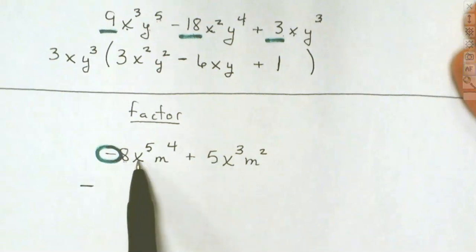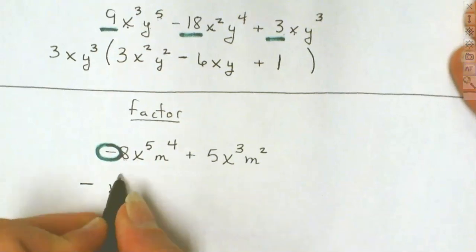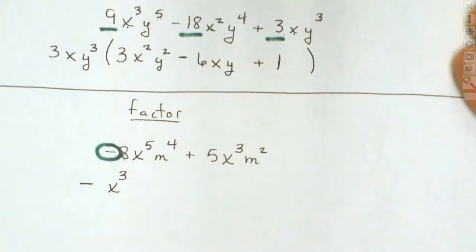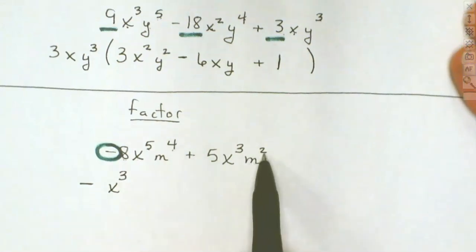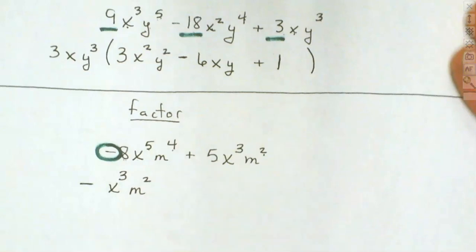What about our x's? We've got a 5 and a 3. Smaller one is a 3. So that makes it an x cubed. It's going to come out. What about the m's? 4 and 2. Always take out the smaller one. So we're going to take out an m squared.